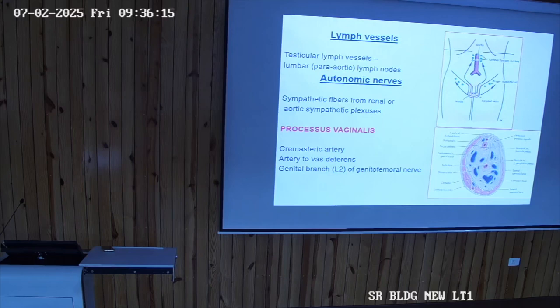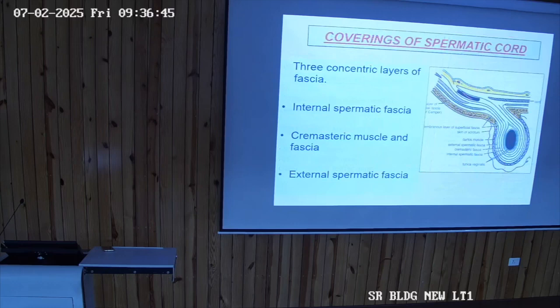Then there are lymphatic vessels, the testicular lymphatic vessels, and autonomic nerves, the sympathetic fibers from the renal or aortic sympathetic plexus. There is the processus vaginalis, which is the fold of the peritoneum that has descended through it. There is the cremasteric artery, the artery to the vas deferens, and the genital branch of the genitofemoral nerve.